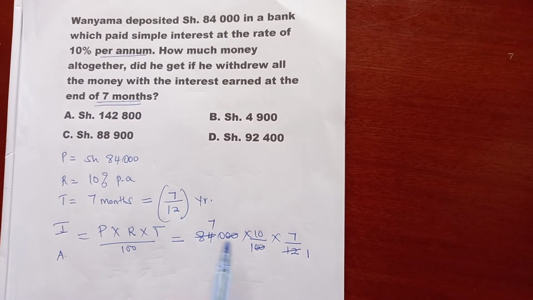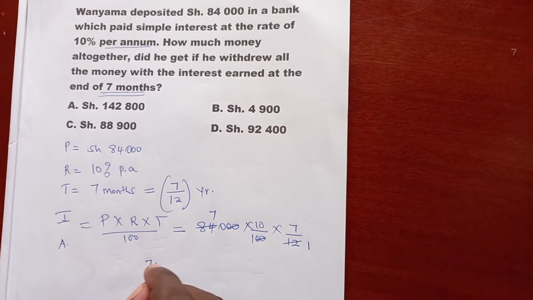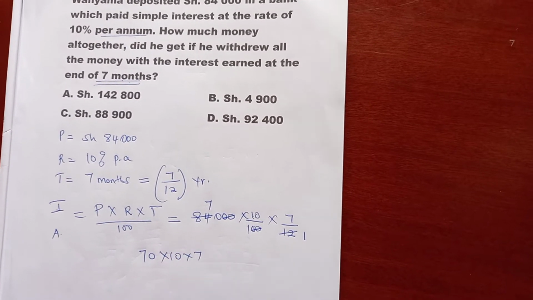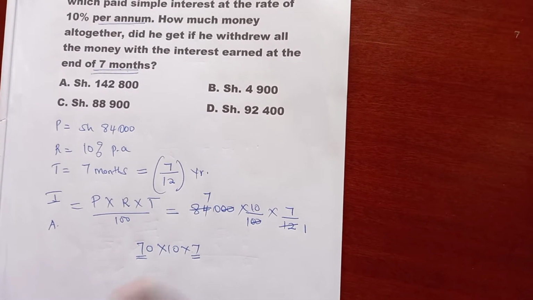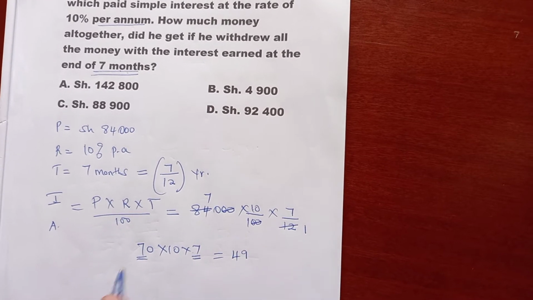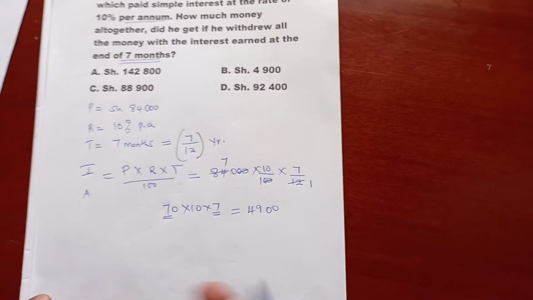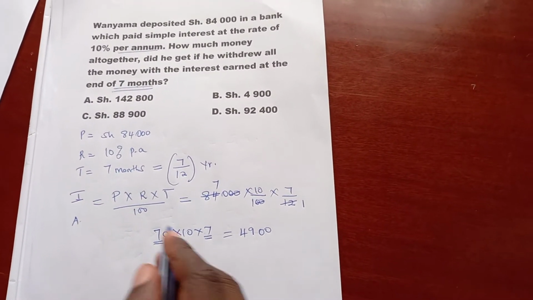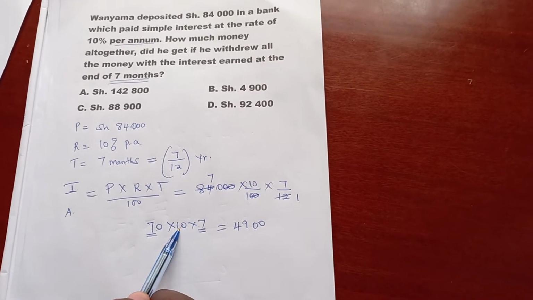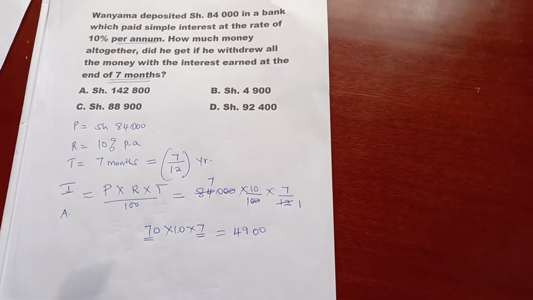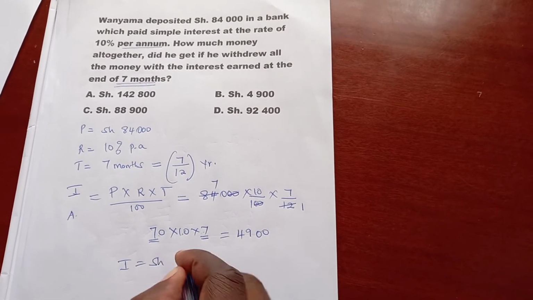So you have 70 times 10 times 7. Simple multiplication, learners. We have 70 times 10 times 7. 7 times 7, learners, gives us 49. So we have 49 there. Then you have 2 zeros, which you are supposed to place there. For those learners who would use the longer method, it will also give you the same answer. You multiply 70 times 10, which gives you 700. 700 times 7 will give you 4,900. So our interest is shillings 4,900.